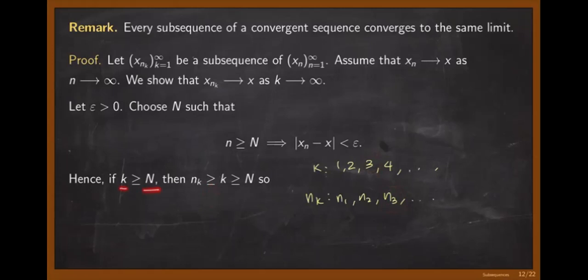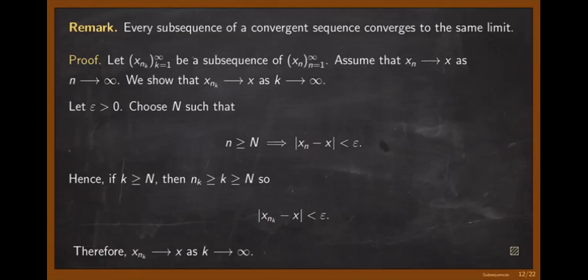And because k is greater than or equal to N, n sub k is at least N as well. According to this implication, if you put anything bigger than N here, it will be less than epsilon. So when this n is replaced by n sub k, you will have this. That's how easy it is. Let me highlight again: for every epsilon greater than 0, there exists an N such that if k is greater than or equal to N, then, looking at these highlighted portions of the proof, that proves that x sub n sub k converges to x as k approaches infinity.